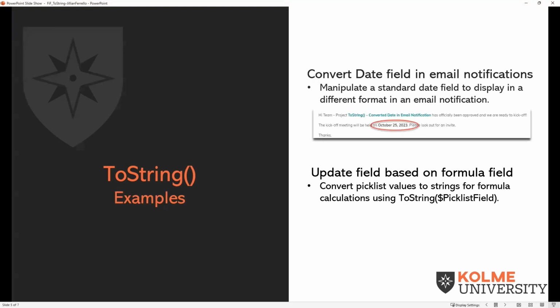Today, we're going to look at 2 different examples to show when toString comes into play. In our first example, we will use toString to read a value in a date field and then convert that date into a different format in an email notification. In the second example, we will use toString to read a value in a picklist field and then update another field based on that value. So let's go into AdaptiveWork and see the examples live.